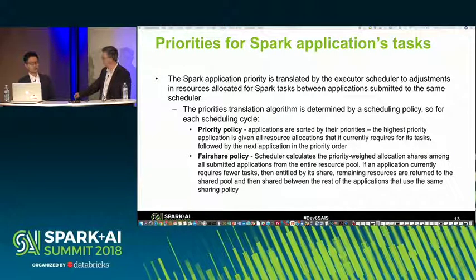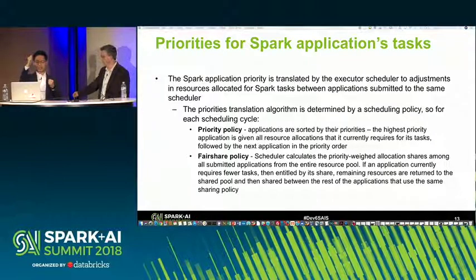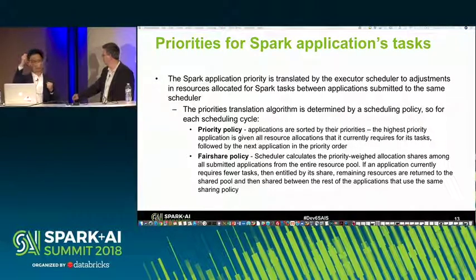And if you use fair share policy instead, then for each scheduling cycle, the scheduler calculates the priority weight allocation shares among all submitted applications from the entire resource pool. So if an application currently requires fewer tasks than entitled by its share, remaining resources are returned back to the shared resource pool, and then it's shared between the rest of the applications that use the same sharing policy.